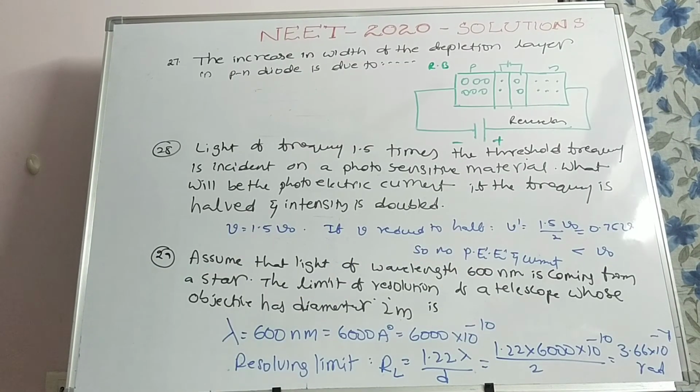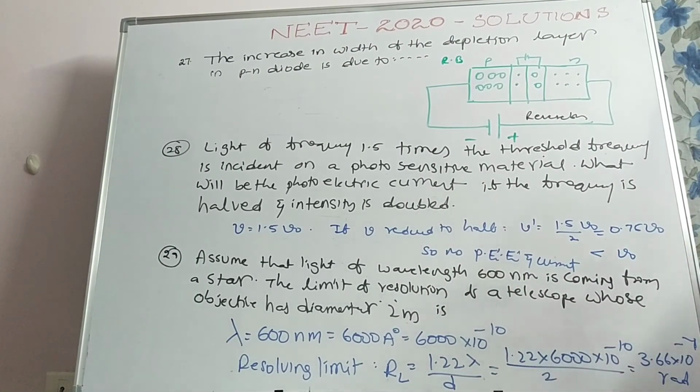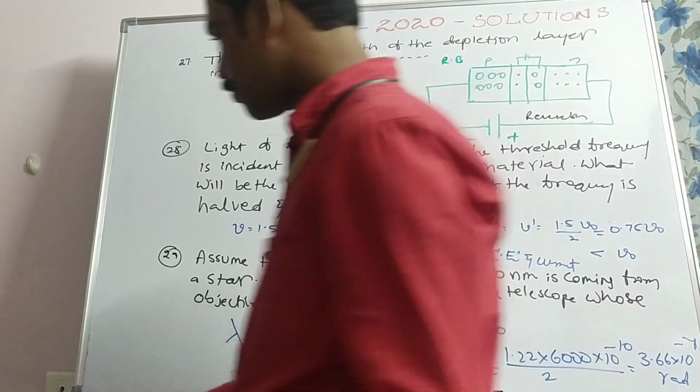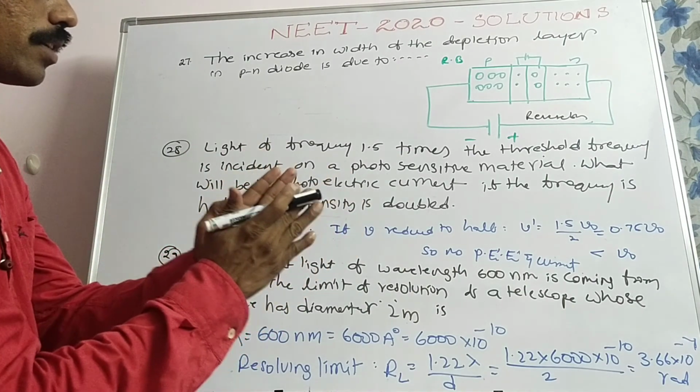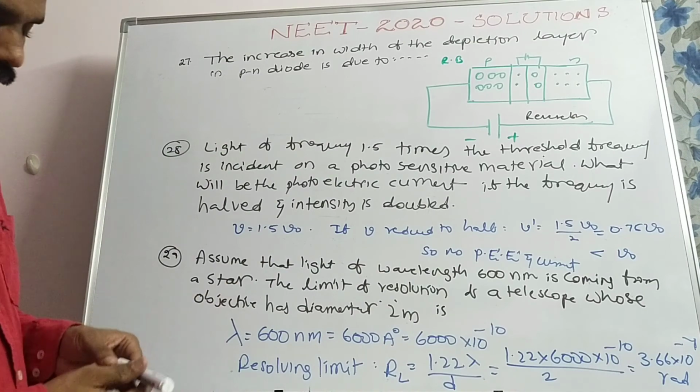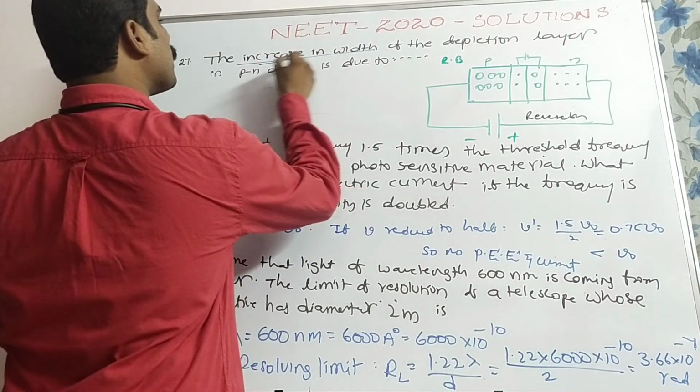Now here is another question, 27th question. The increase in width of the depletion layer in a PN junction diode is due to what? In forward bias condition, the width of the depletion layer decreases. But here it is asked about the increase in width of the depletion layer.